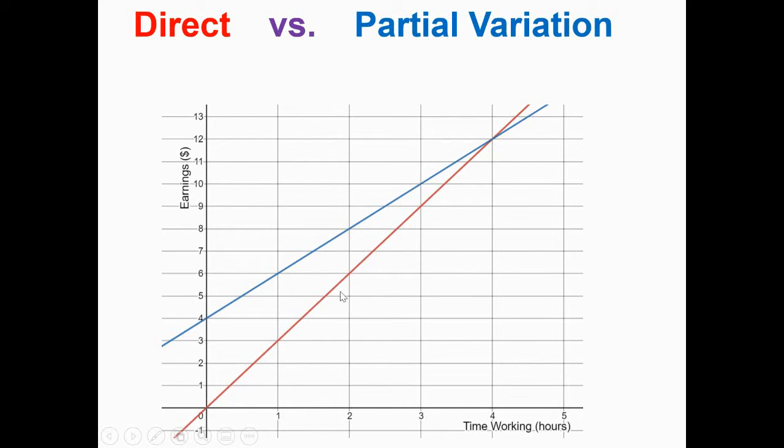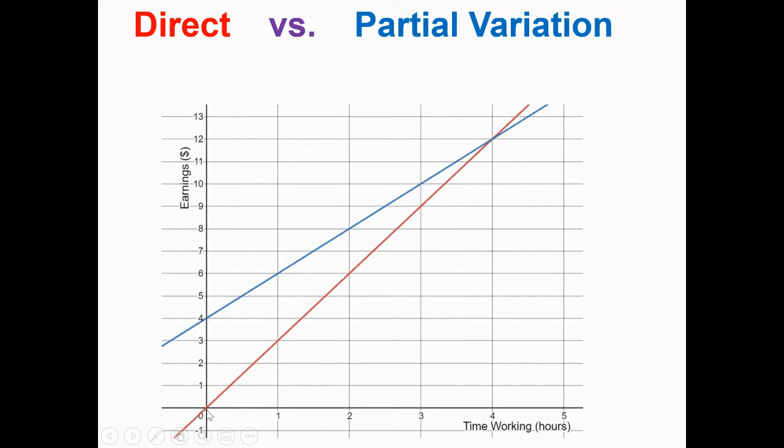On this graph, we have both direct and partial variation graphed. Can you tell me the main difference you see between these two lines that are graphed on here? One is direct, one is partial. What's the main difference you see? I hope you noted that the red line passes through the origin, therefore it has a y-intercept of 0.